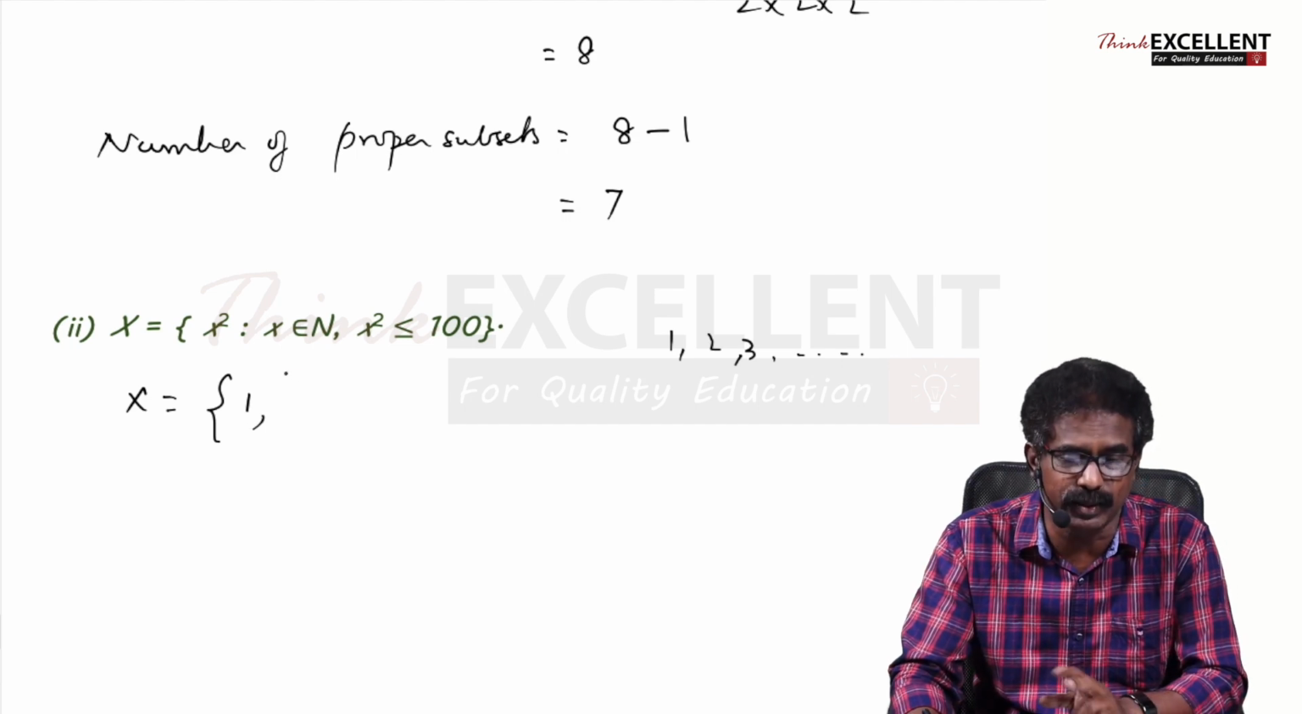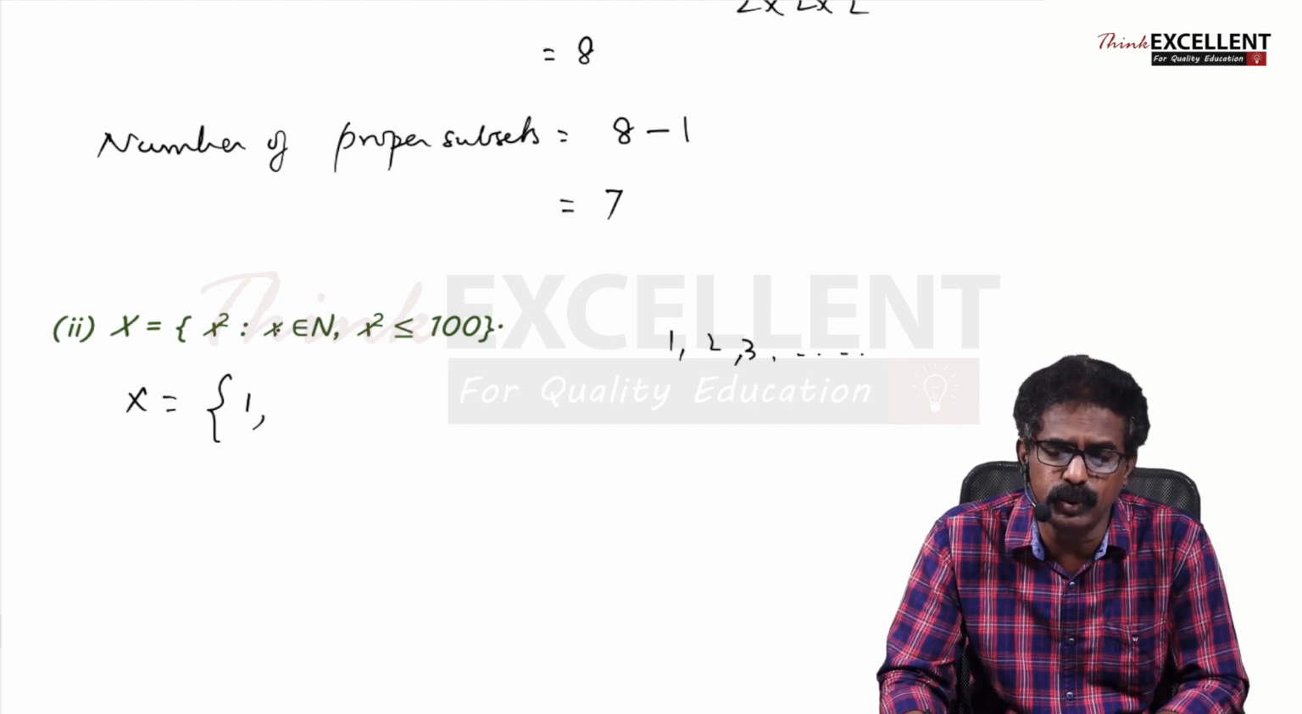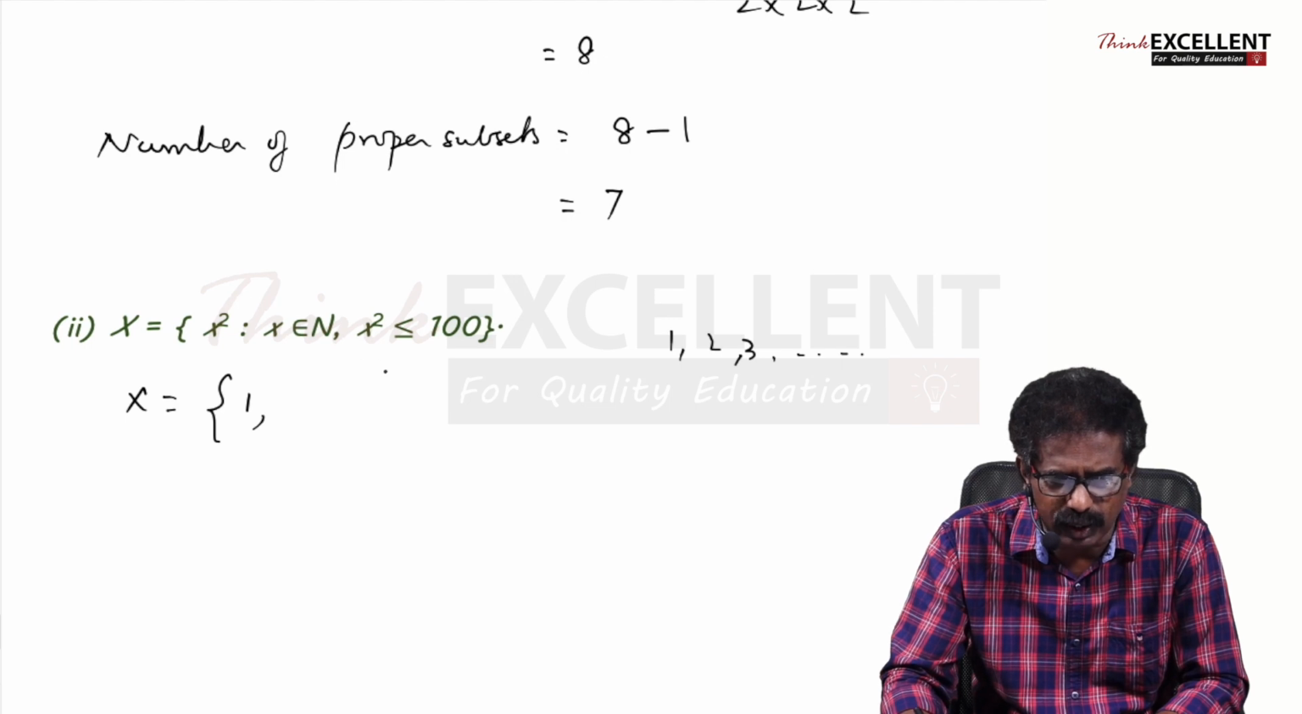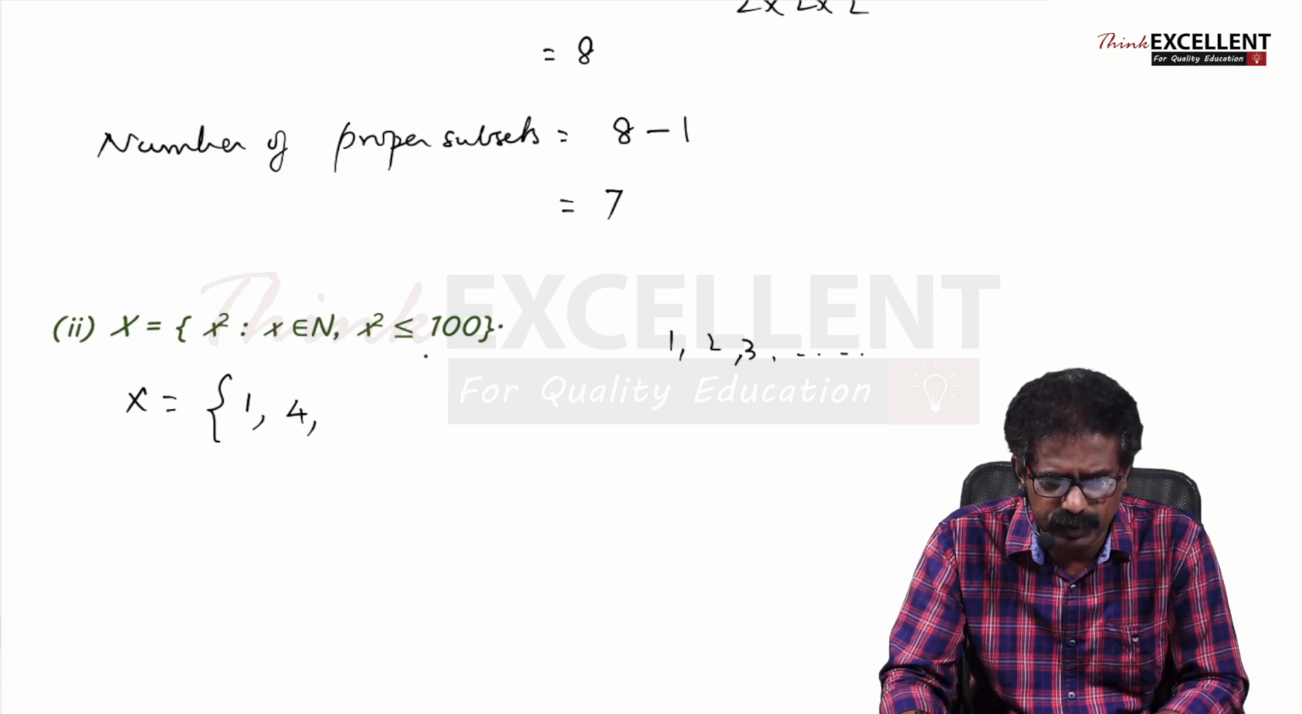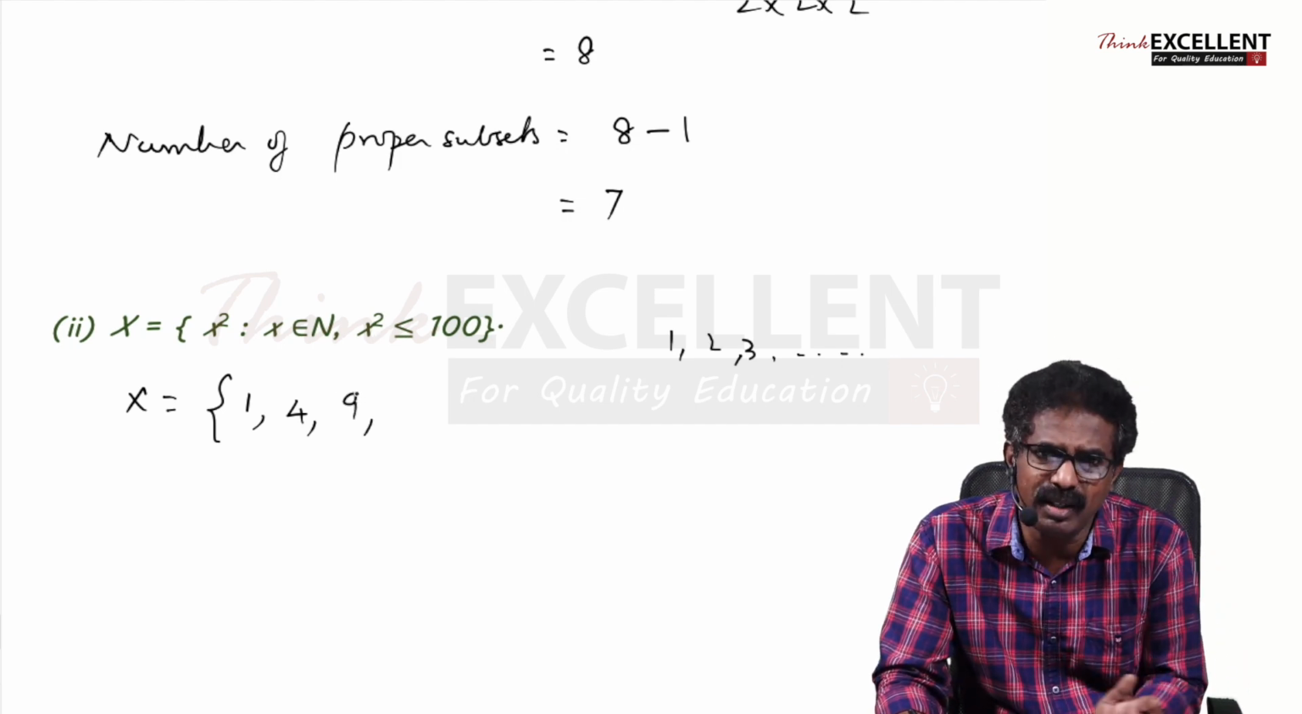x square is your answer. If for x I put 2, 2 square is 4, less than 100, so you can take 4. If I substitute 3, 3 square, 9, you can take. These are the square numbers. You take all the square numbers.